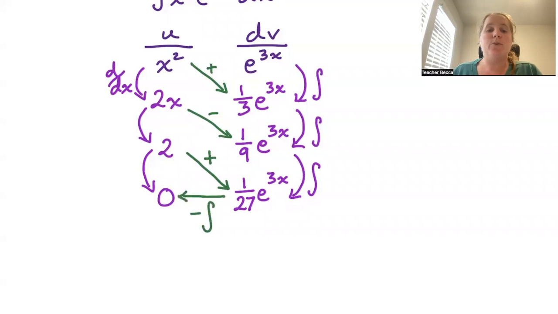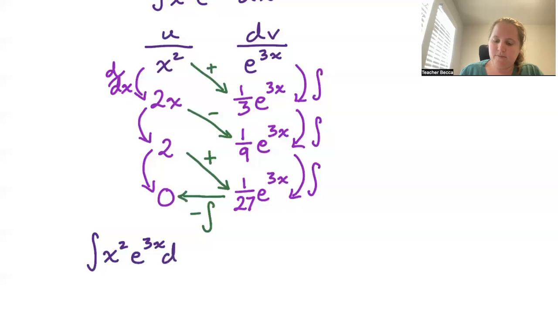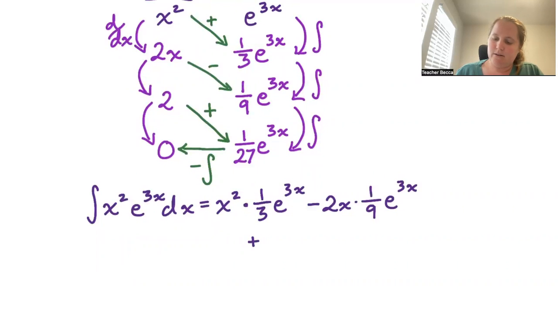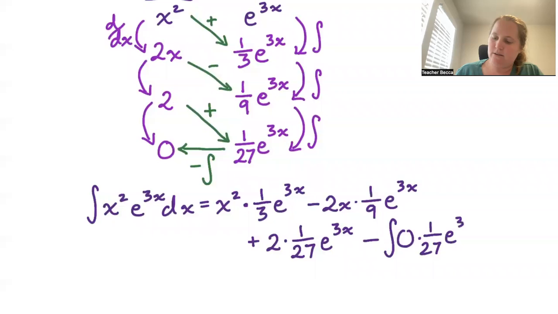Now, the reason why I like to go all the way to 0 is because there is no integration left to do. At this point, we have that the integral of x squared e to the 3x dx is equal to x squared times 1/3 e to the 3x. Then we subtract off 2x times 1/9 e to the 3x. We add on 2 times 1/27 e to the 3x. Then we subtract off the integral of 0 times 1/27 e to the 3x dx.